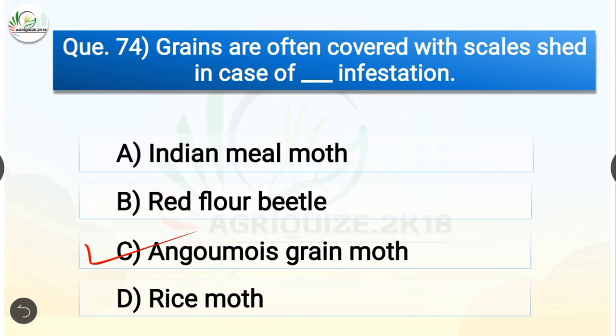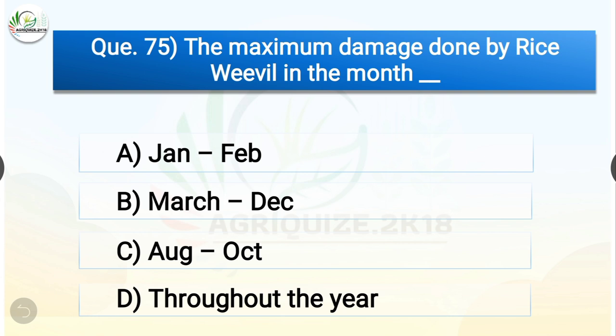Question number 75. The maximum damage done by rice weevil in the month of dash. The options are Jan to Feb, March to December, August to October or throughout the year. The correct answer is option C, August to October. So the maximum damage done by rice weevil is in the month of August to October.